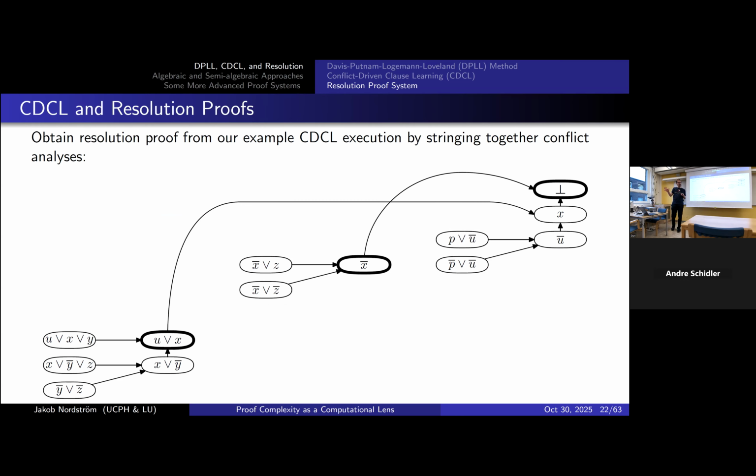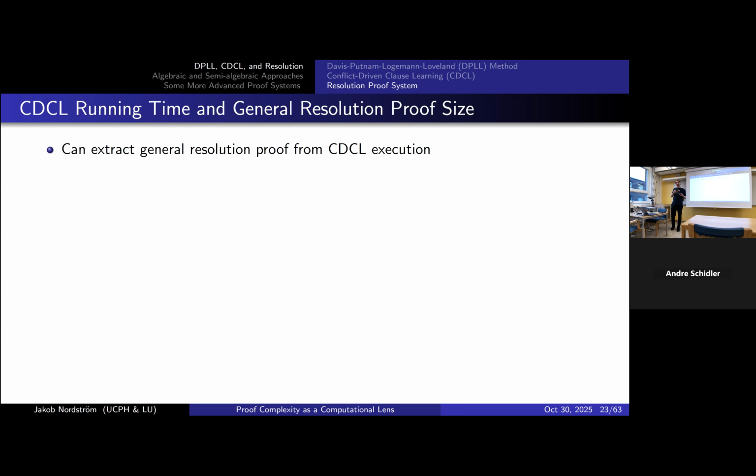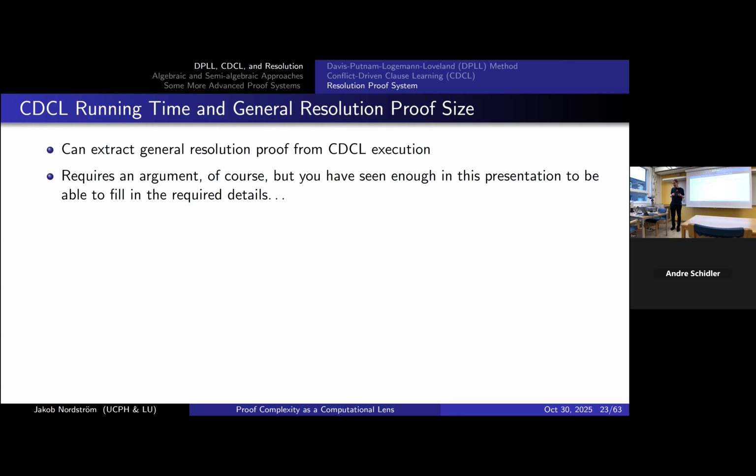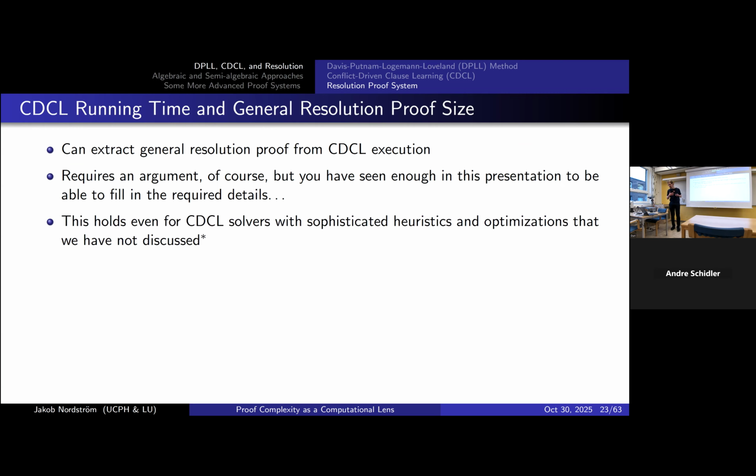In this case, it's hard to make a good small example that isn't tree-like. So you see we got a tree-like resolution refutation here as well, but in general, that won't be the case. Again, this requires a proof, but it's not hard. I would say if you just sit down for a few minutes, you would work out the details. Everything I've told you is everything you need to formally prove that from any CDCL execution, you can extract the resolution proof.